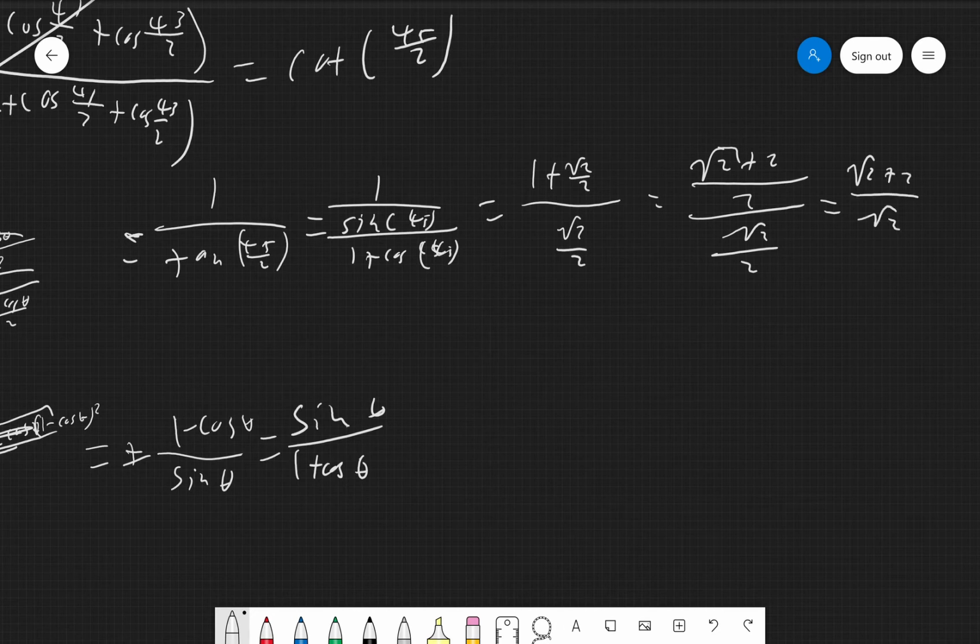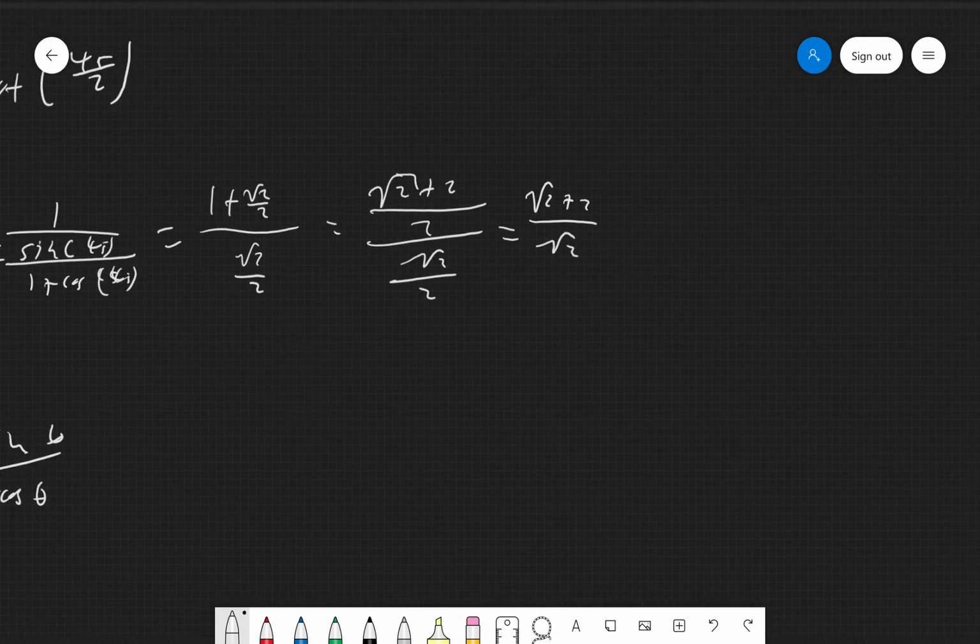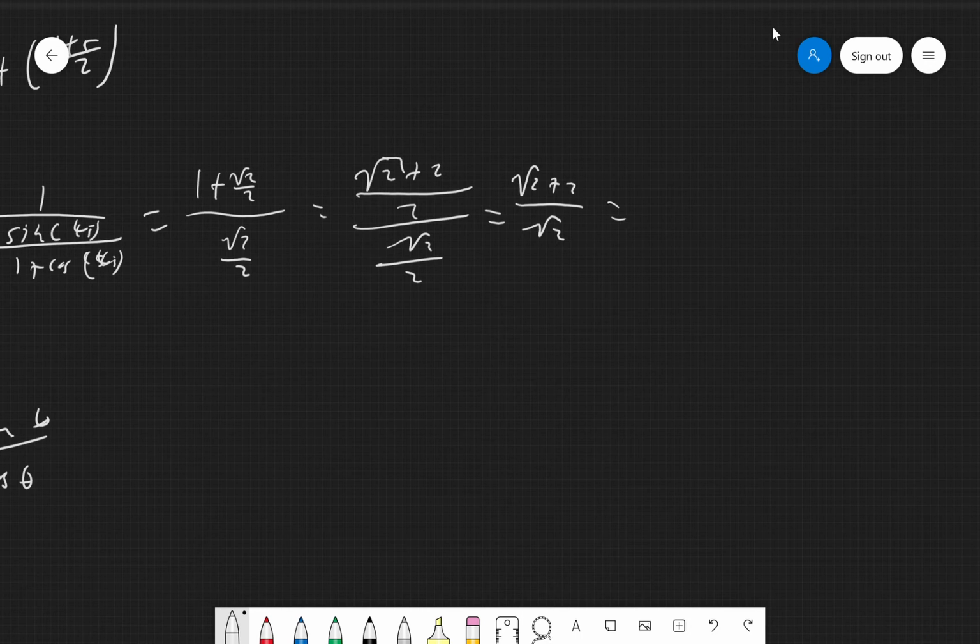And so that, my friends, you're not my friends, I don't have friends. So now that is equal to 1 plus 2 over root 2, which is equal to root 2. So that's our answer. So that's really nice for an AMC problem.